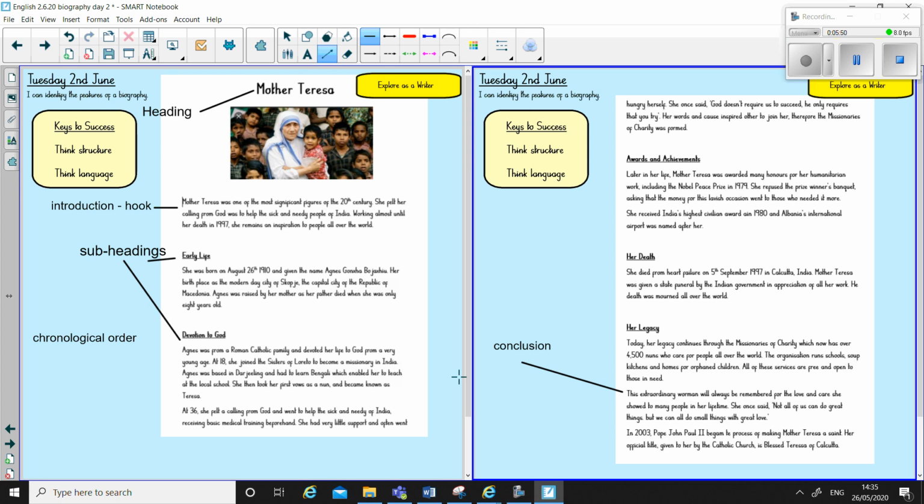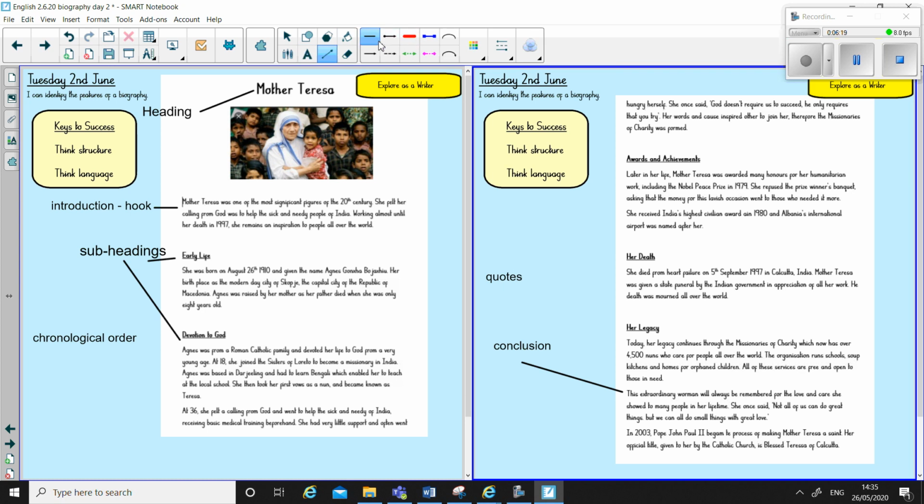Any other structural things? Let me have a look. The only other thing I think that's in there, I think we'd call it structure rather than language, is this quote. She once said, "Not all of us can do great things, but we can all do small things with great love." There's another one up here. God doesn't require us to succeed, he only requires that you try. So there are quotes, words that she said herself.